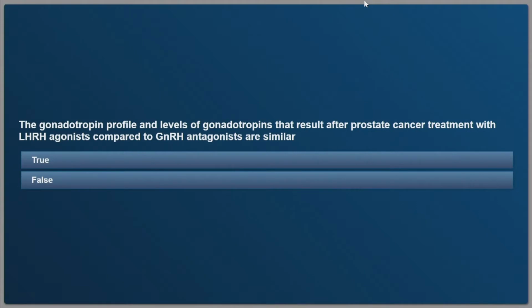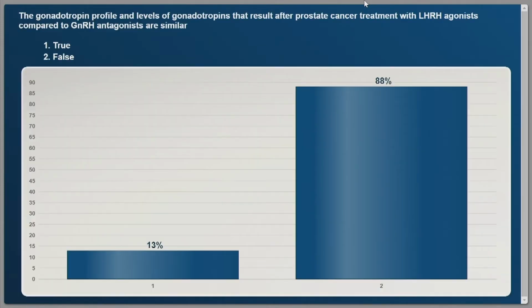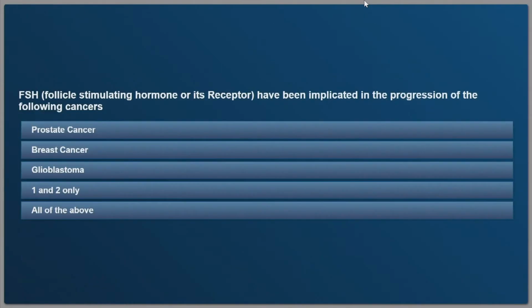Second question: the gonadotropin profile and levels of gonadotropins that result after prostate cancer treatment with LHRH agonists compared to GnRH antagonists are similar. Is that a true or false statement? Oh, very good. So most of the people realize that there is a difference between the gonadotropin profiles between antagonists and agonists.